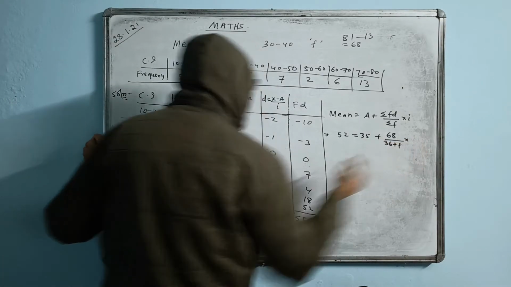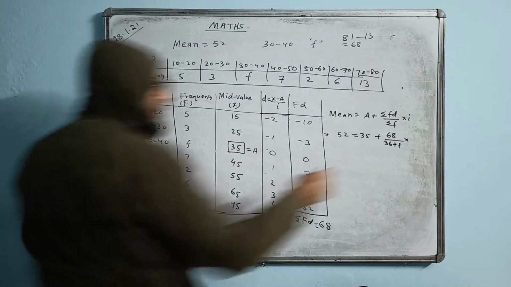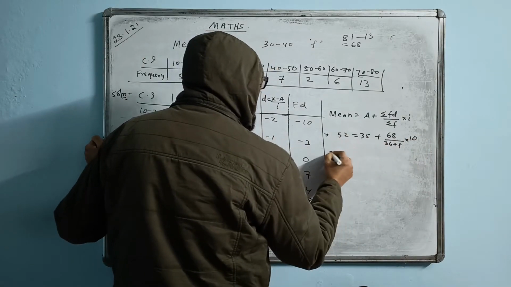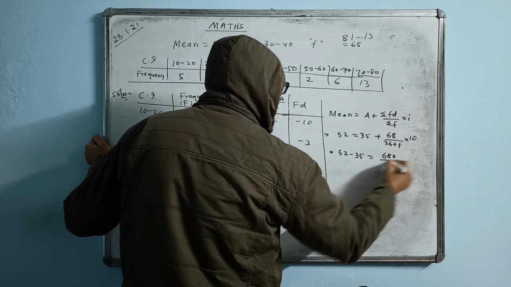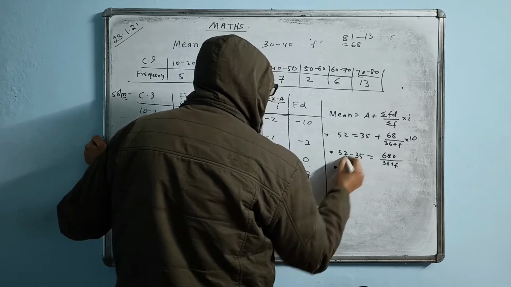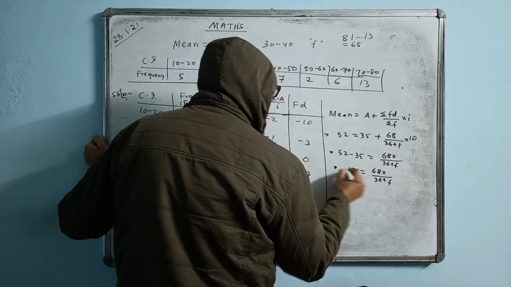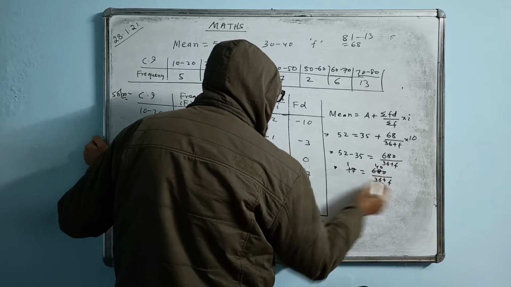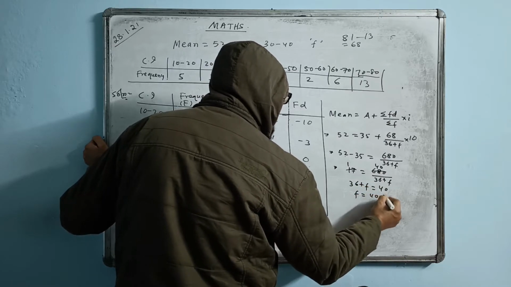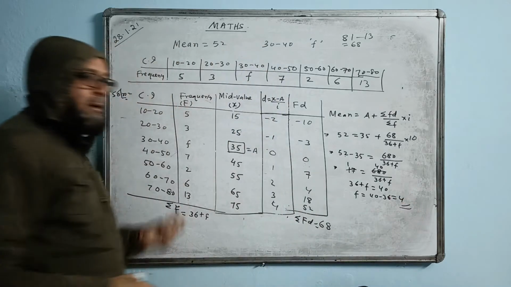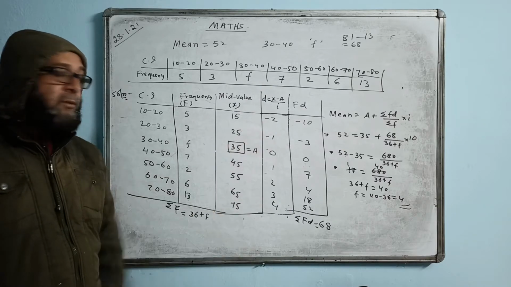36 plus f, and i value is how much? Difference is 10. Or you can see here also 15, 25, 10 difference. I put 10 here. 52 minus 35 is equal to 68 into 10. It will become 680 by 36 plus f. Subtract, you get 17 is equal to 680 by 36 plus f. 17 1 times 17, 40 times will go. Cross multiply. 36 plus 4 is 40. Therefore, the f value is going to be 40 minus 36. The answer is 4. Check. Much shorter time and we are getting the accurate answer. And the calculation also becomes much shorter.